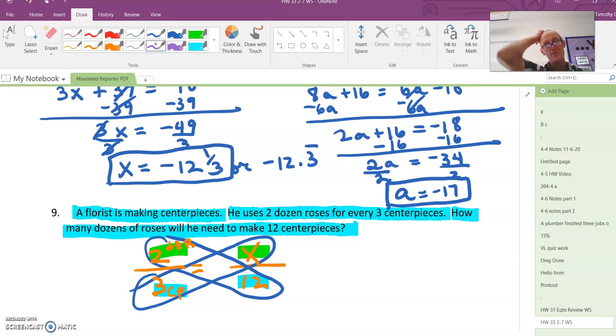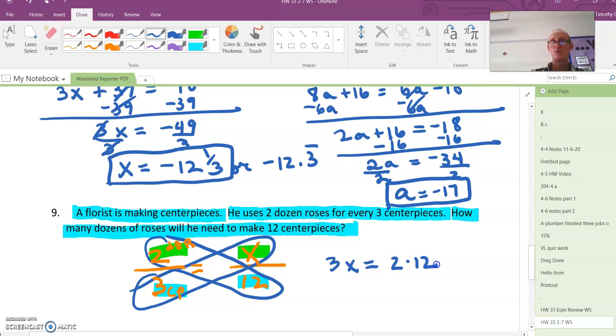product or the definition. So in this problem here, it's 3x is equal to 2 times 12. 3x equals 24, divide by 3. And I get x is 8 dozen roses.